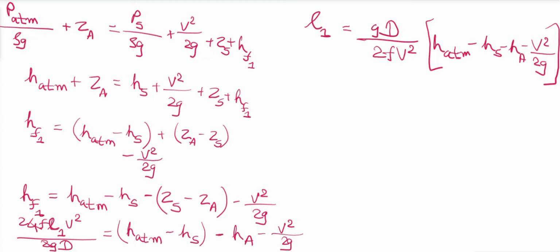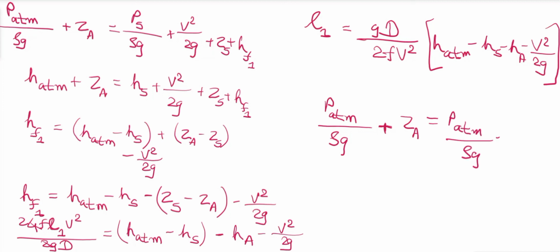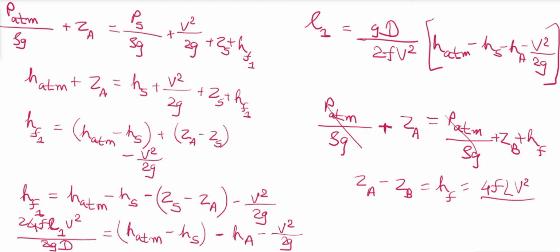Then we'll apply Bernoulli's equation to A and B, and that will be P atmospheric by rho g plus ZA is equal to, again for the reservoir B, atmospheric pressure P atmospheric by rho g plus ZB plus head loss due to friction, which is HF. This will get cancelled and we will be left with ZA minus ZB is equal to HF, which is equal to 4FLV square by 2gD.